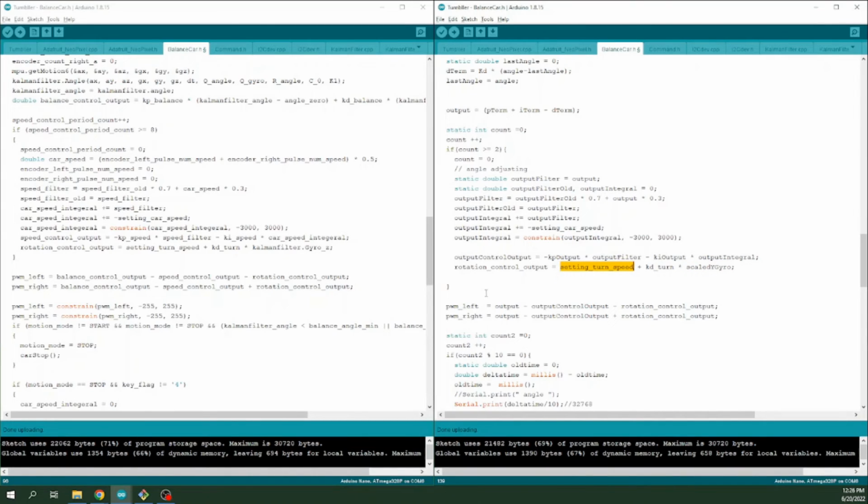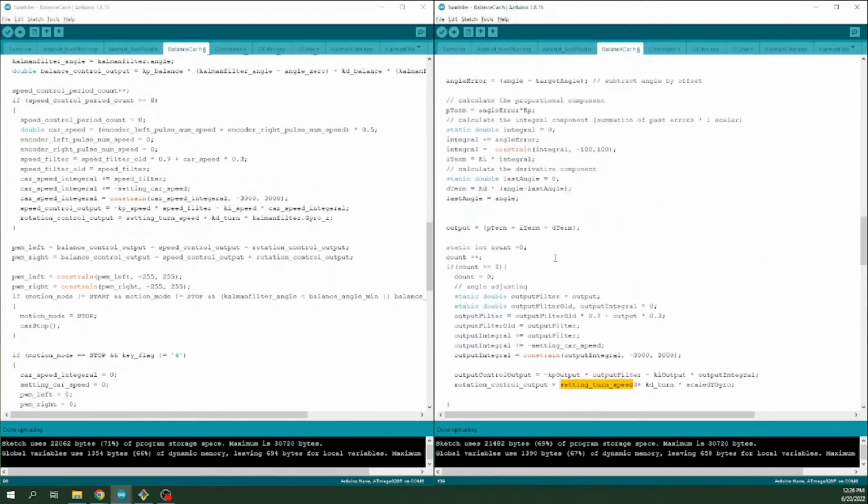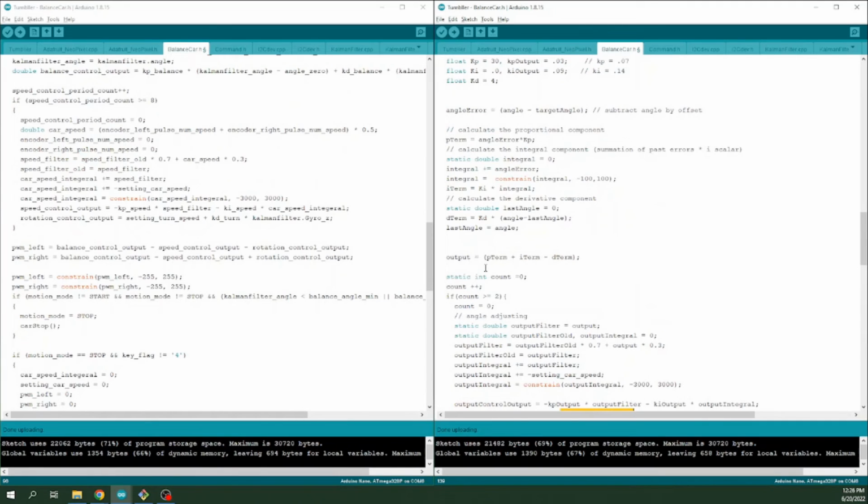Once you have this, everything should be fine on the Tumbler. You can just upload it. It's an Arduino Nano, so not a big issue there. I hope this helps if anyone's trying to get custom balance code onto the Tumbler. That's pretty much it.